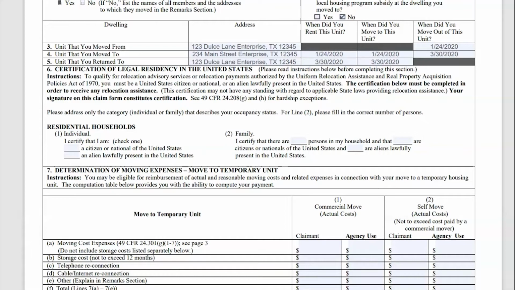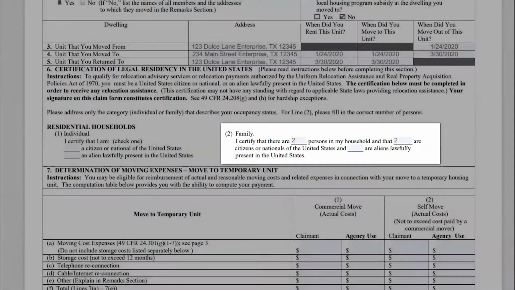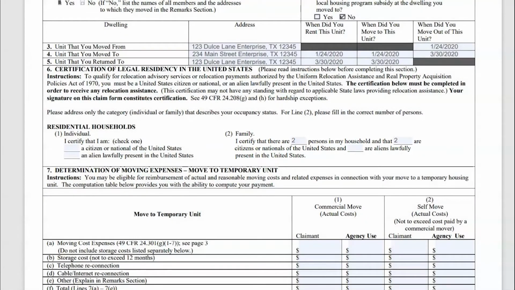In number 6, the claimant will select only one category: 1. Individual, or 2. Family. If individual, the individual should select whether they are a citizen or an alien lawfully present in the United States. If family, the claimant will enter the number of persons in the household, how many are citizens or nationals, and how many are aliens lawfully present in the United States. In our example, Sam Smith lives with his son, so there are 2 persons in the household and both people are U.S. citizens.